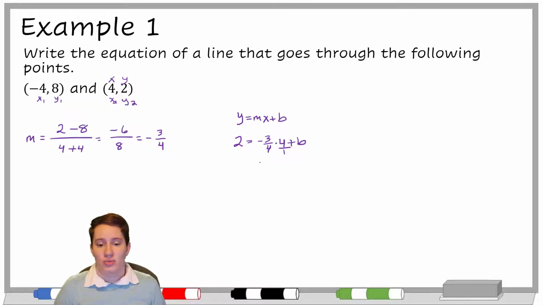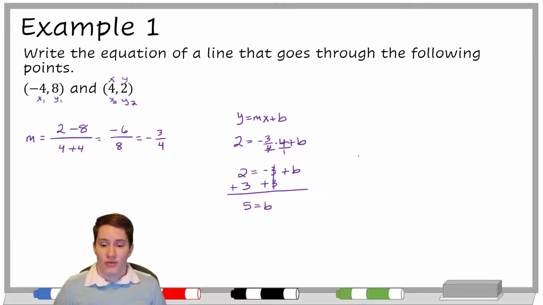So I do have to do some multiplication here. Negative 3/4 times 4 over 1, the 4's cancel, and I just get negative 3 times 1, which is negative 3, which means I need to add 3 to both sides and get 5. So in slope-intercept form, the equation of the line that goes through these 2 points is y equals negative 3/4 x plus 5.